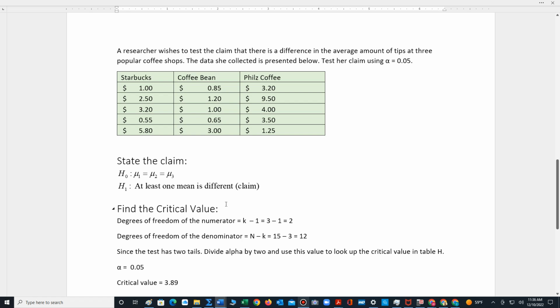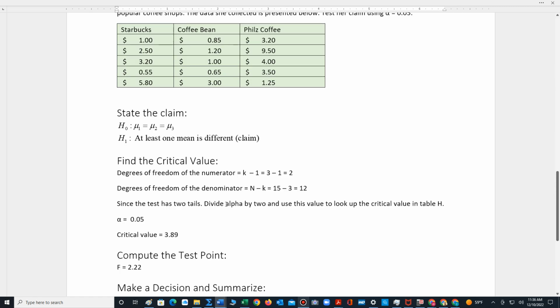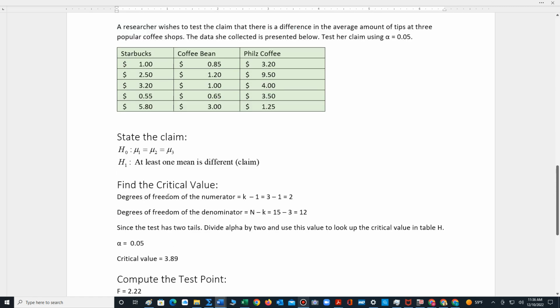Now this is an F test, so we do have to find the critical value. There's two ways of determining the critical value. One is to look it up in the table. The other is to use Excel, and I'll show you both methods. So first we calculate degrees of freedom of the numerator. That's K minus 1. K stands for categories. We have three categories. So K minus 1, 3 minus 1 is 2.